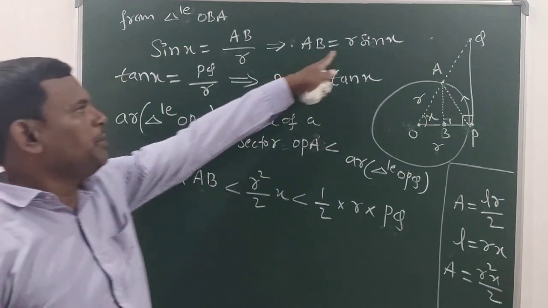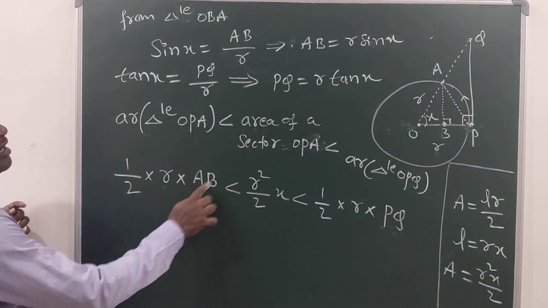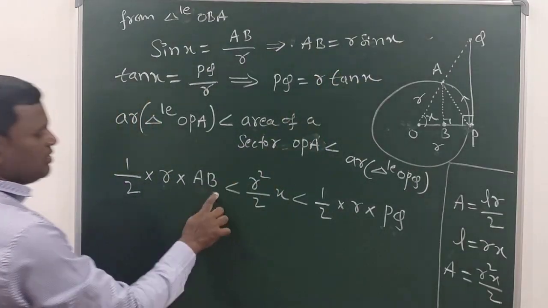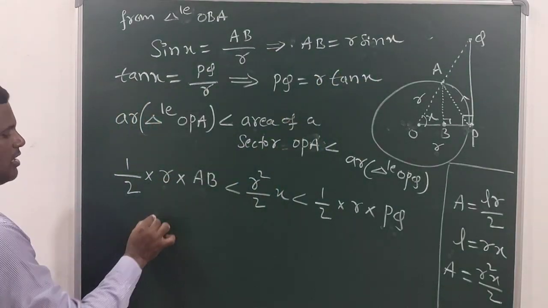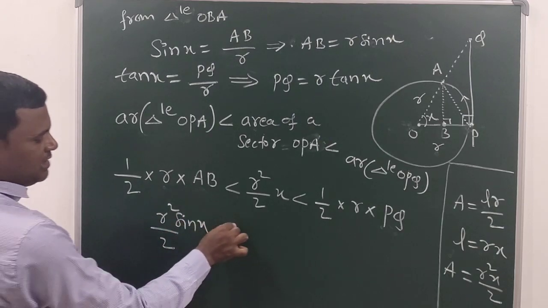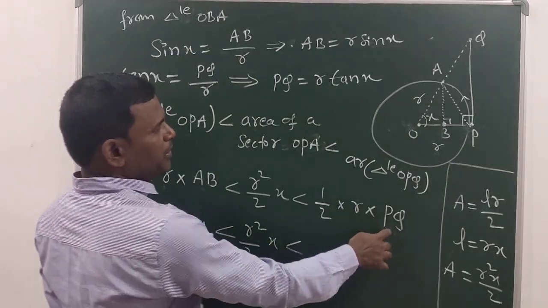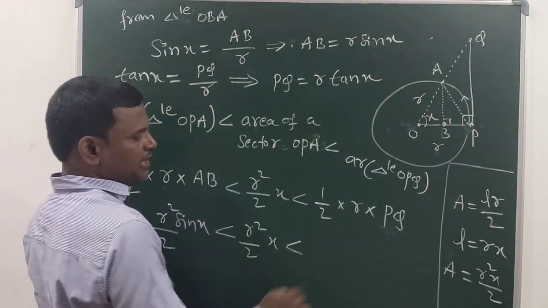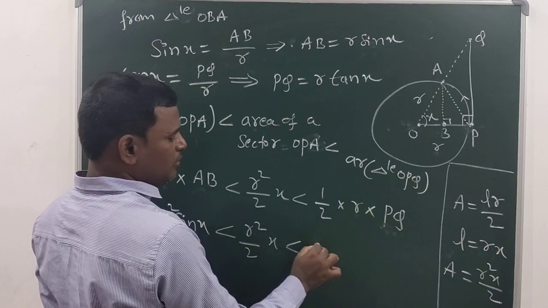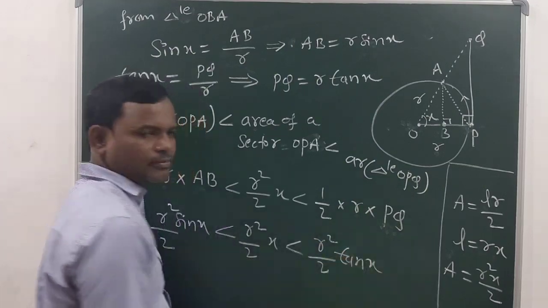Okay. Now AB value R sin x. When you replace AB by R sin x, what do you get here? R square sin x by 2 less than R square by 2 x less than your PQ value R tan x. When you write here R tan x, R into R square by 2 tan x.